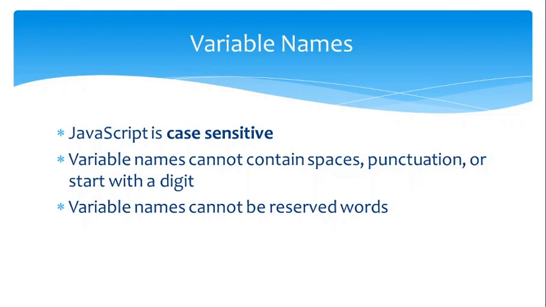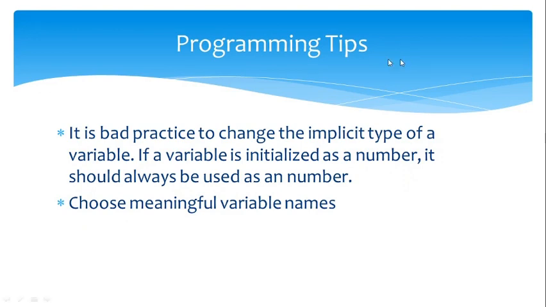Next, the programming tips. Whenever you write a program, it is bad practice to change the implicit type of a variable. If a variable is initialized as a number, it should always be used as a number. Okay, choose a meaningful variable name. So this is a tip.